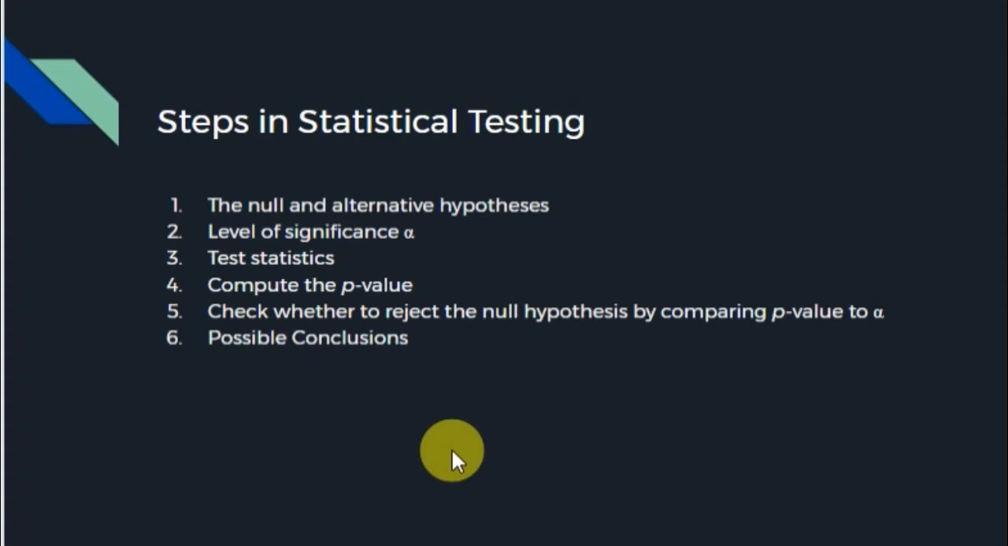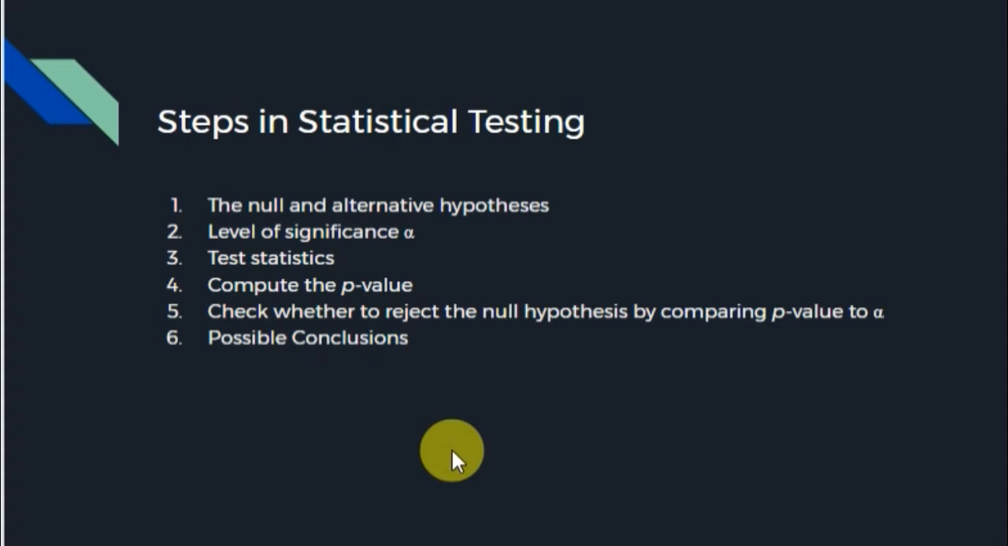Then the distribution of the test statistic under the null hypothesis actually partitions the possible values of the test statistic into those for which the null hypothesis is rejected and those for which it is not. Those for which the null hypothesis is rejected are called the critical region, and the probability of the critical region is called alpha. Then we compute from the observations the observed value of the test statistic.